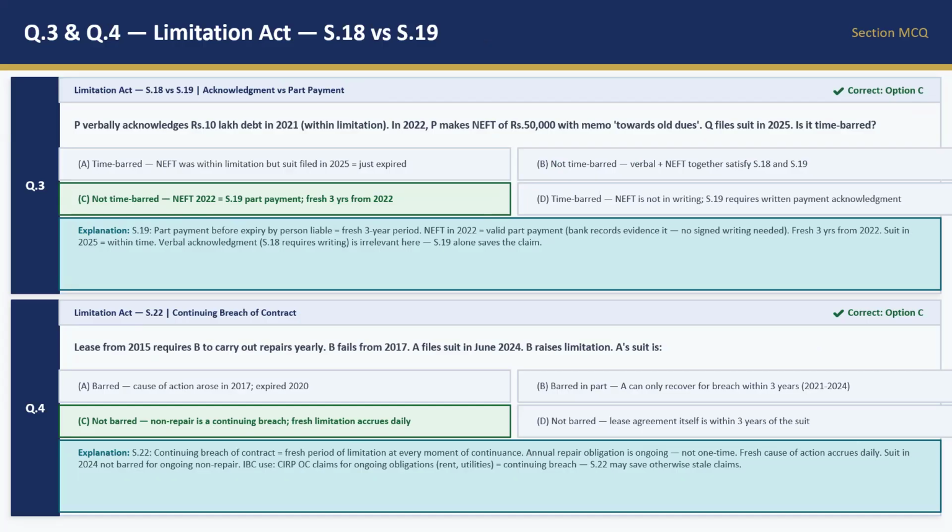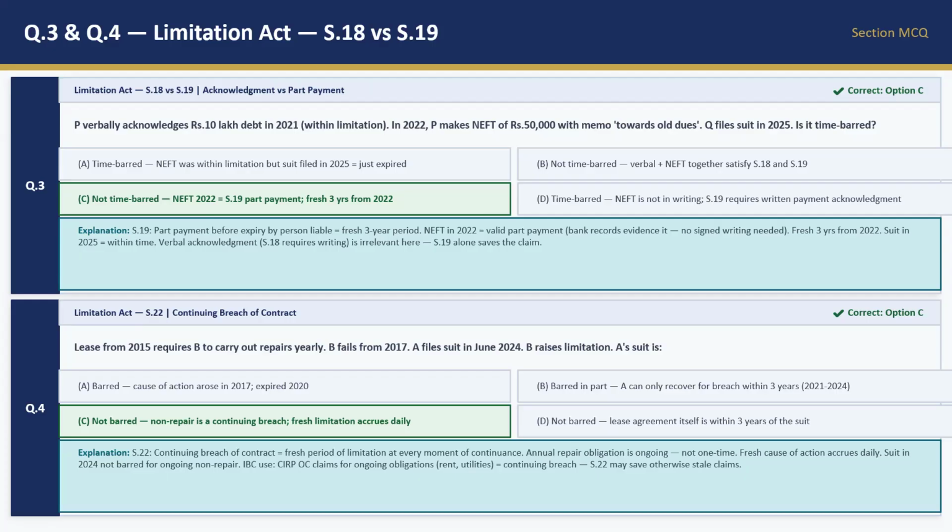P verbally acknowledges rupees 10 lakhs debt in 2021 within limitation. In 2021, P makes NEFT of rupees 50,000 with memo towards old dues. Q files suit in 2025. Is it time barred? It is not time barred because part payment, although it may not be backed by any agreement. So simply an NEFT transfer or RTGS transfer will amount to acknowledgement of debt, right?